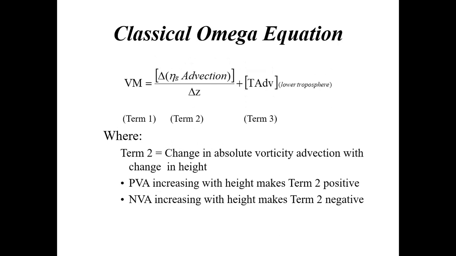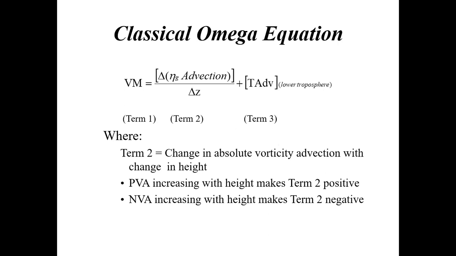All right. Term 2 in this classical omega equation represents the change in absolute vorticity advection with the change in height. So you see the triangle, and then that strange looking symbol there, the N, with a little G next to it, and advection over the triangle Z, delta Z. Z represents height. So we have term 2 representing the change in absolute vorticity advection with a change in height. Now, we talked a little bit about this already.